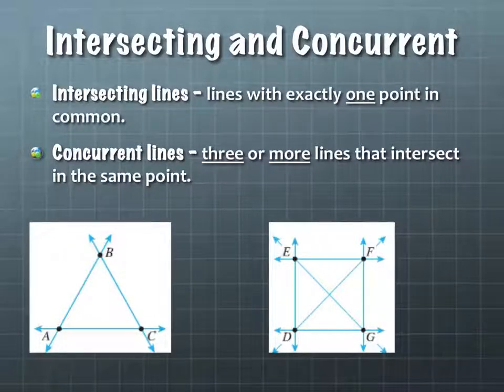So if you're taking a look at these diagrams below, we would say that, looking at the left diagram, line AB and line AC intersect at point A. But these 3 lines are not concurrent because they don't all intersect at the same point. Now if you look at the second diagram, point D is a place where there are 3 intersecting lines, all at point D. So these 3 lines, which would be DG, DF, and DE, would be concurrent lines because they all intersect at point D.